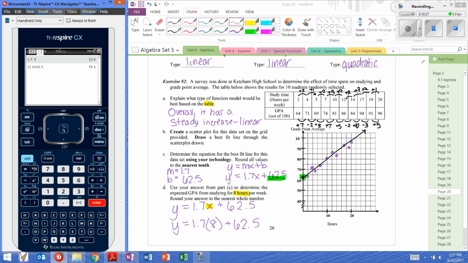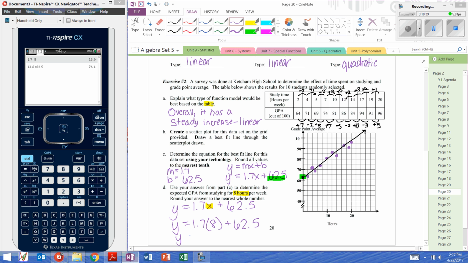So what do we estimate? We're saying that y is equal to 76.1, but here it says round to the nearest whole number. I wanted to use a highlighter again. So we can expect their GPA to be about 76. And GPAs are usually percent, so we could say 76% would be our prediction.